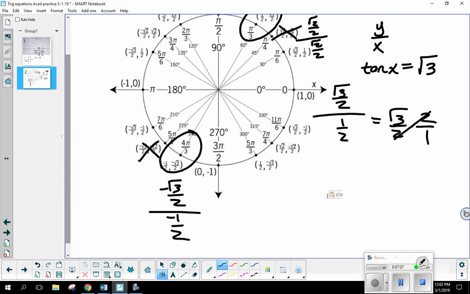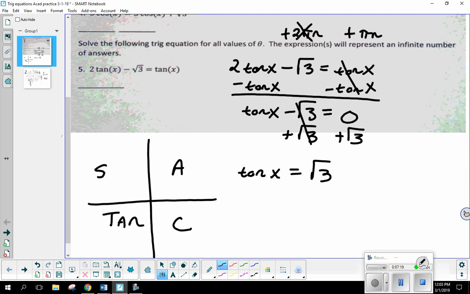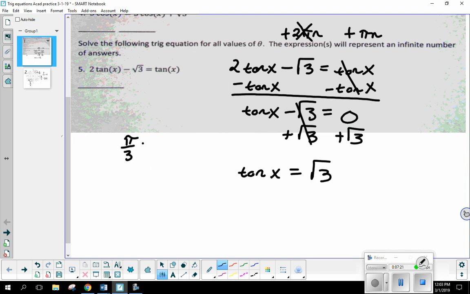Okay. Now, because I'm not given an interval, I'm going to write the general form, right? So I'm going to take both of these, pi over 3 and 4 pi over 3. I'm going to come back over here. Let me erase this. So I'm going to say pi over 3 plus pi n. 4 pi over 3 plus pi n. Okay. Now remember, if you're given an interval like the first 4, you don't have to do this. You'll just give me the exact answers that you find.